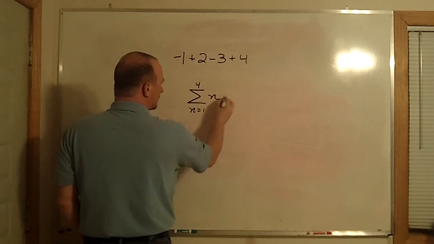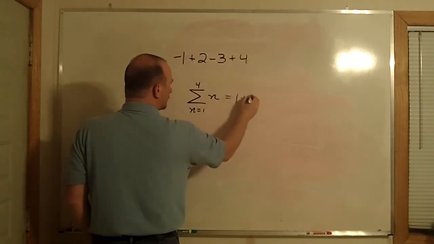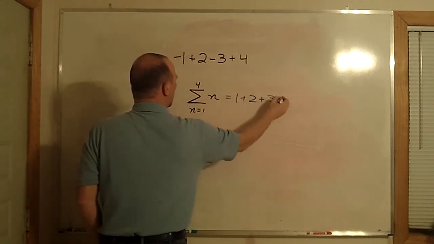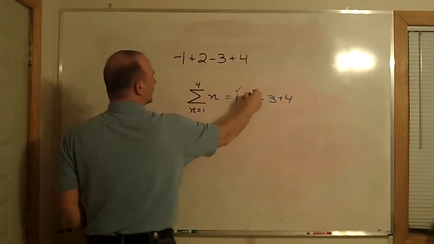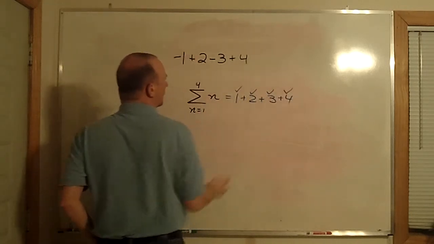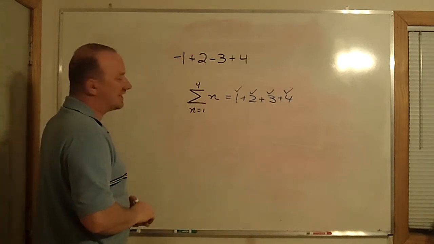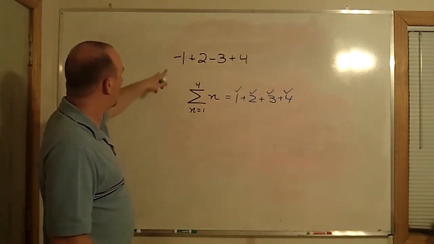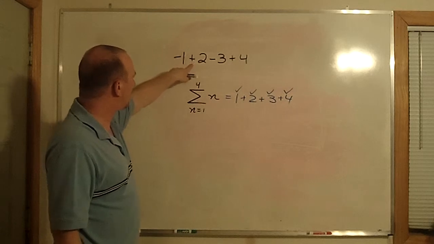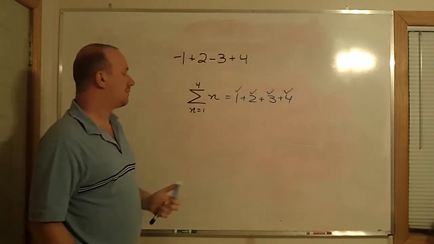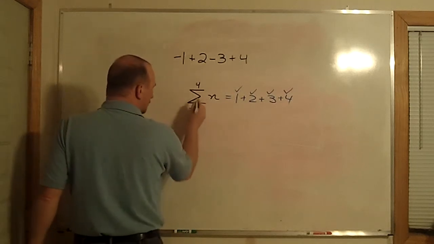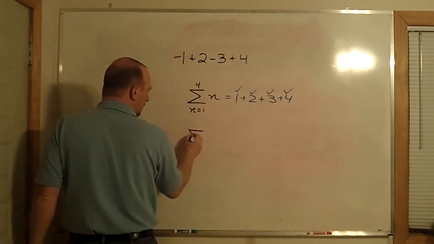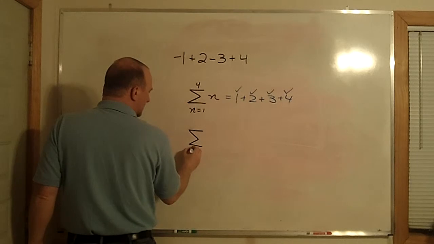this would give us the numbers 1 plus 2 plus 3 plus 4. We get those numbers 1, 2, 3, 4. But we're not getting the alternating signs. We need a negative, then a positive, then a negative, and a positive. There's a little trick that you can do with summation notations to give you the alternating signs.